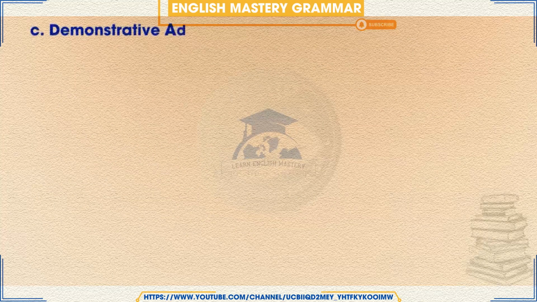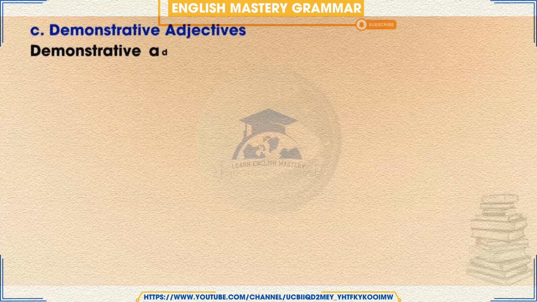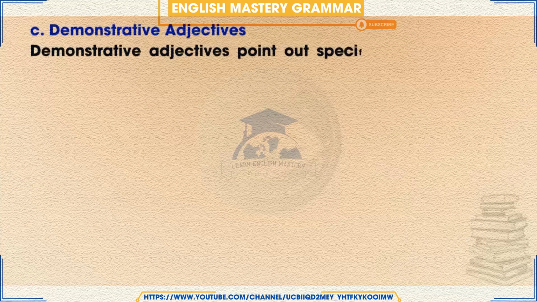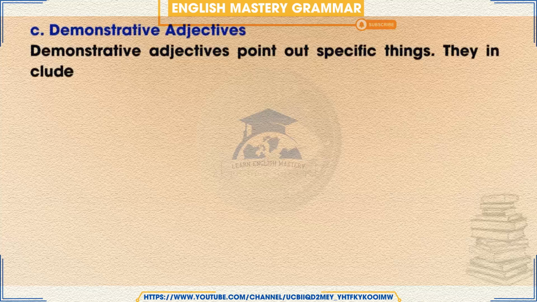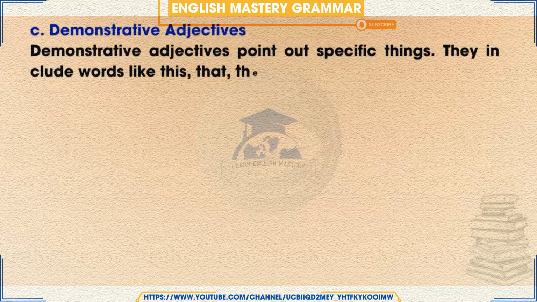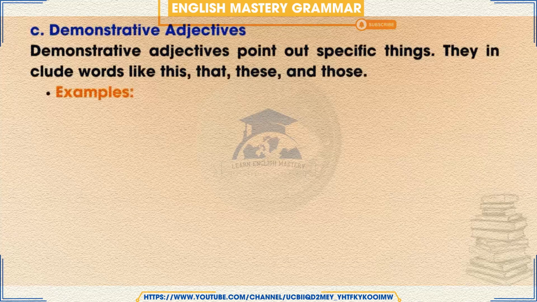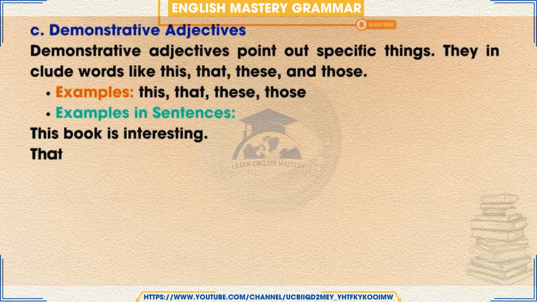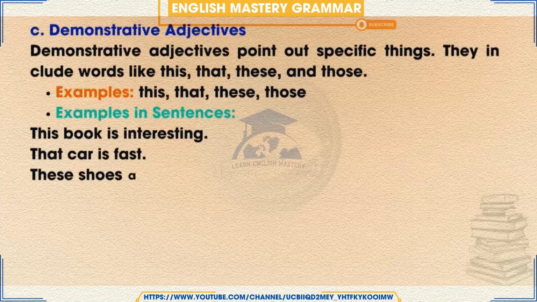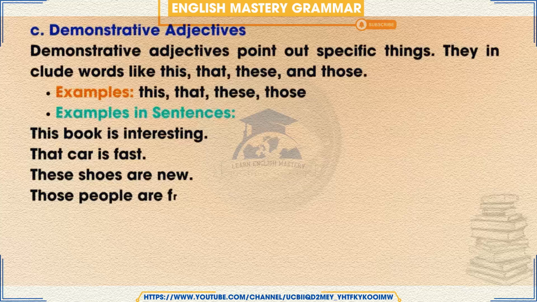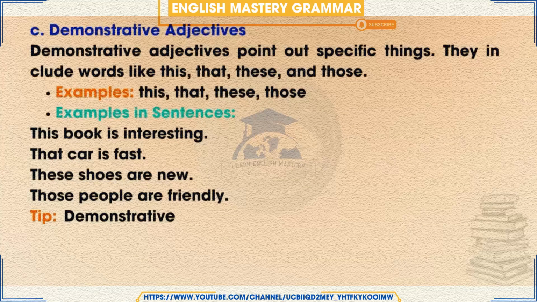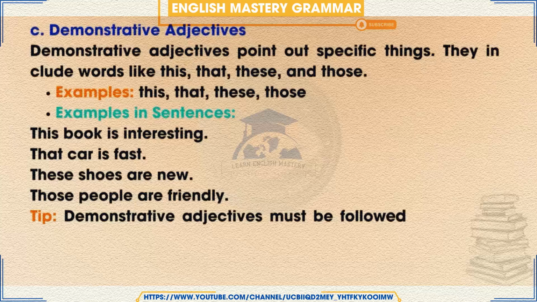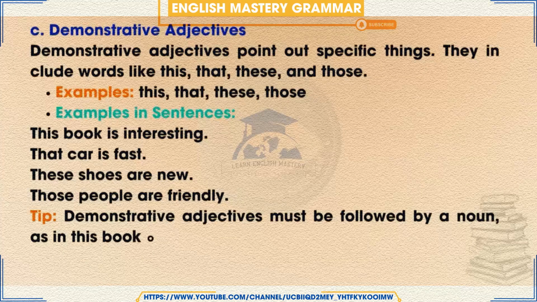Demonstrative adjectives. Demonstrative adjectives point out specific things. They include words like this, that, these, and those. Examples: this, that, these, those. Examples in sentences: This book is interesting. That car is fast. These shoes are new. Those people are friendly. Tip: demonstrative adjectives must be followed by a noun, as in this book or those apples.